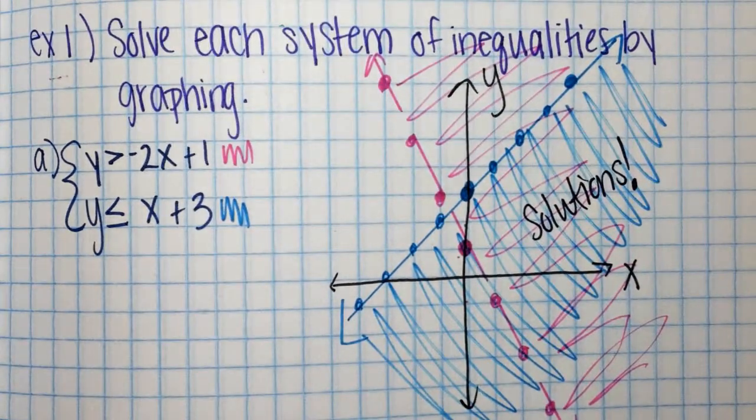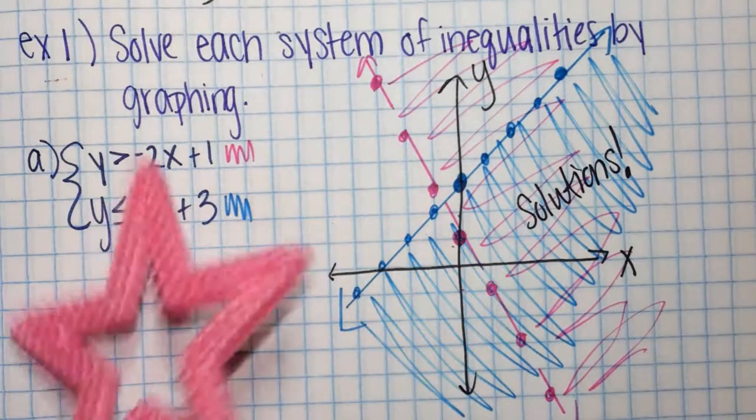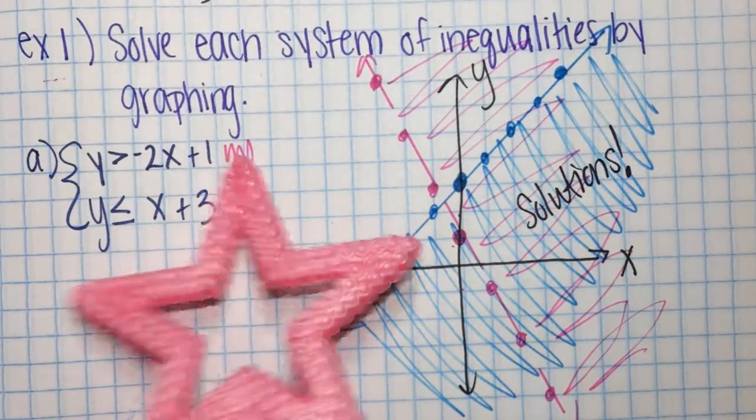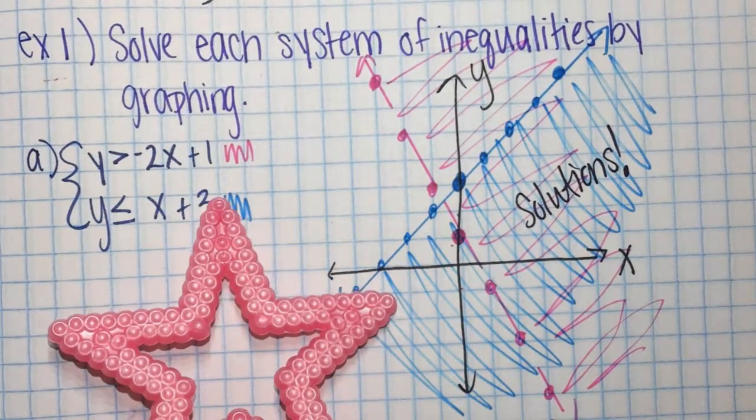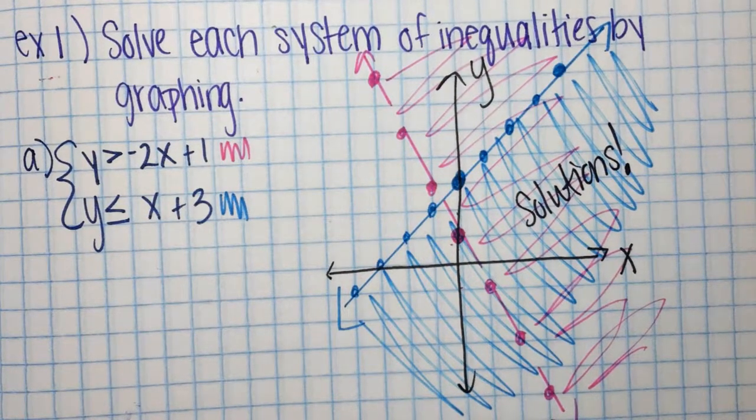Now, solutions mean that it has to satisfy both inequalities. So, for this one, it says that it has to be greater than our pink line, but less than our blue line. So, when everybody is ready, please look at the board so I can explain something to you.